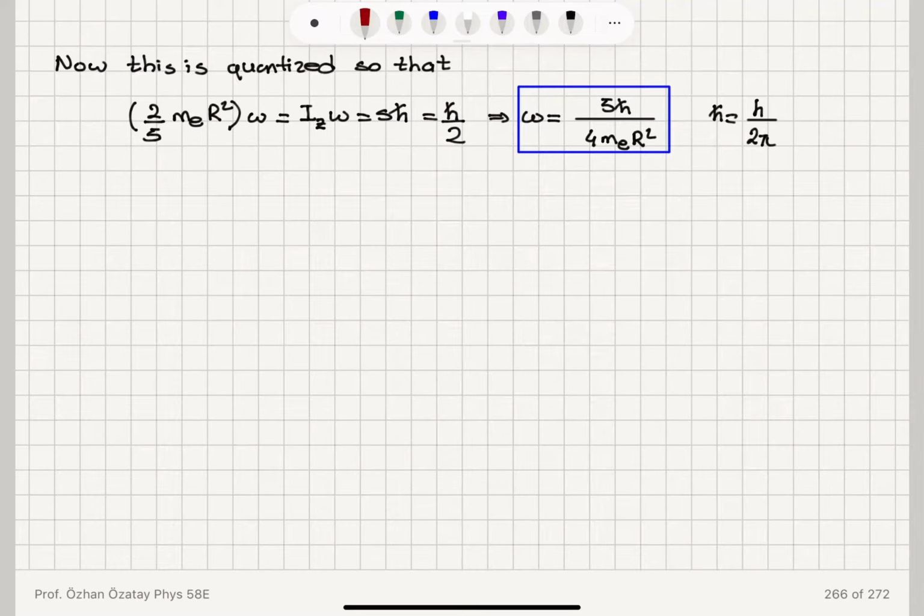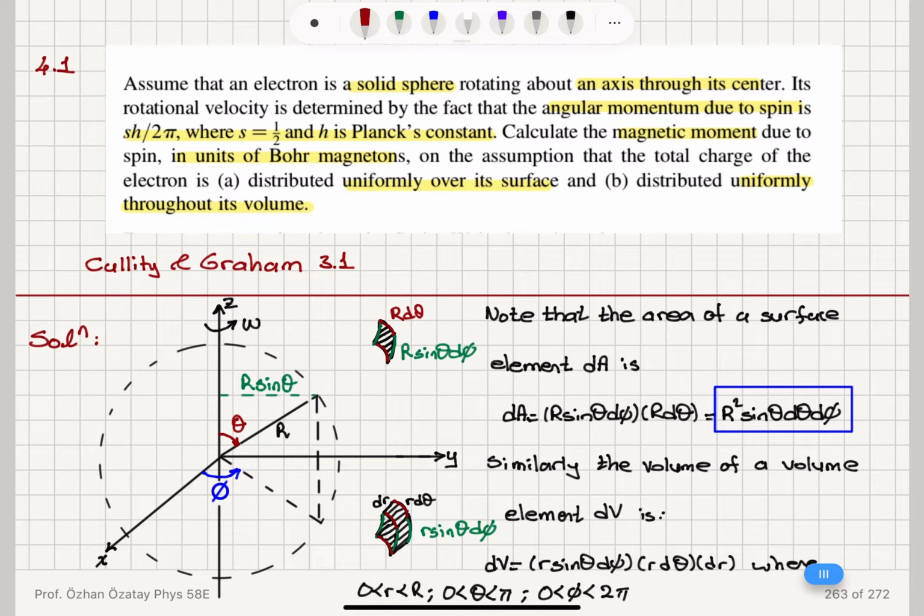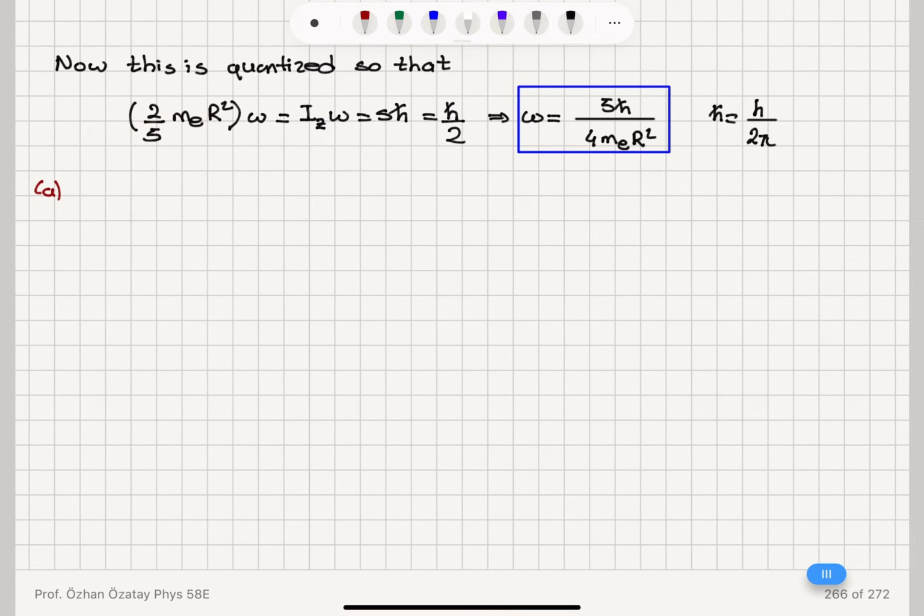In the last video, we discovered that quantization of angular momentum leads to an angular speed of 5ħ divided by 4 times the mass of the electron, capital R squared. Now we will consider part A, which is the case where we have a uniform charge distribution. The total charge of the electron is distributed uniformly over its surface.